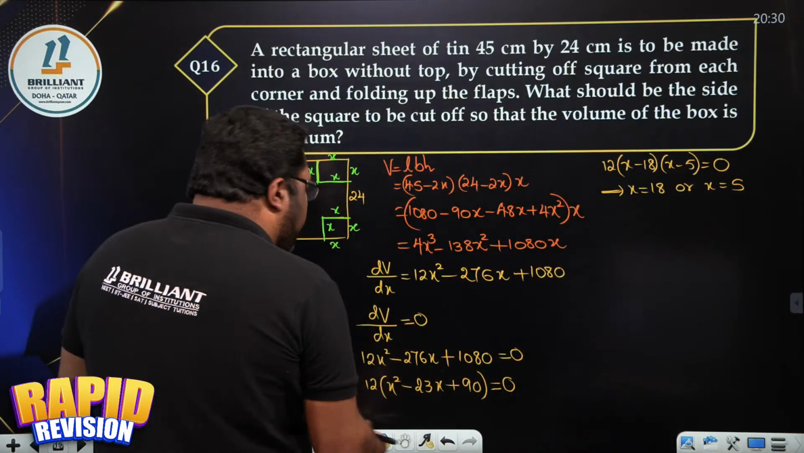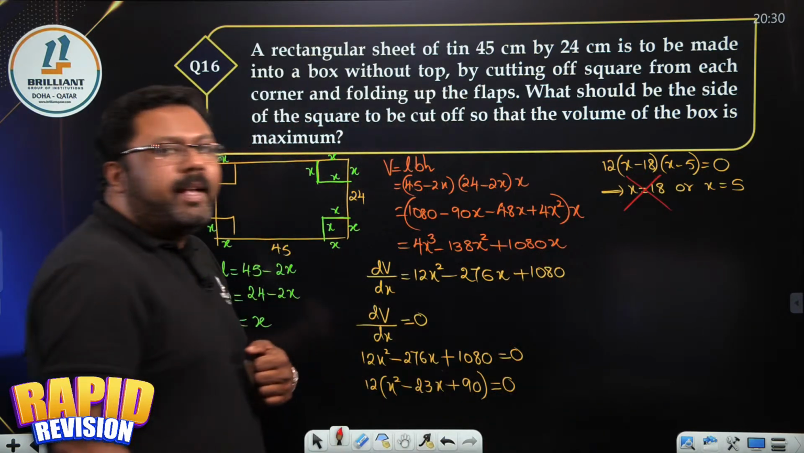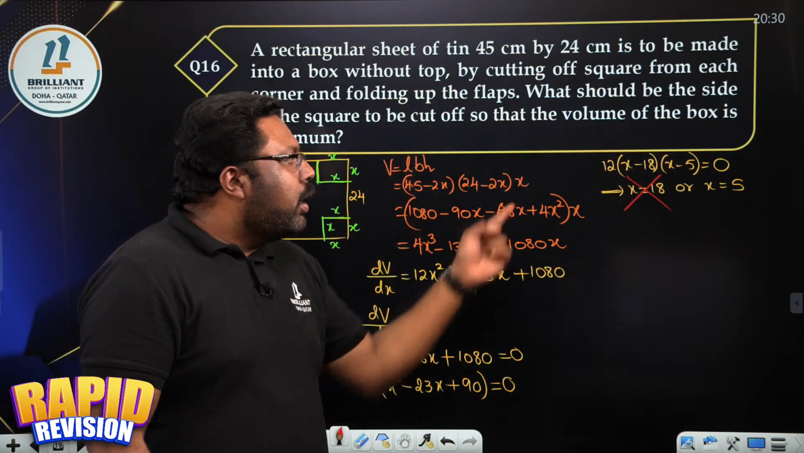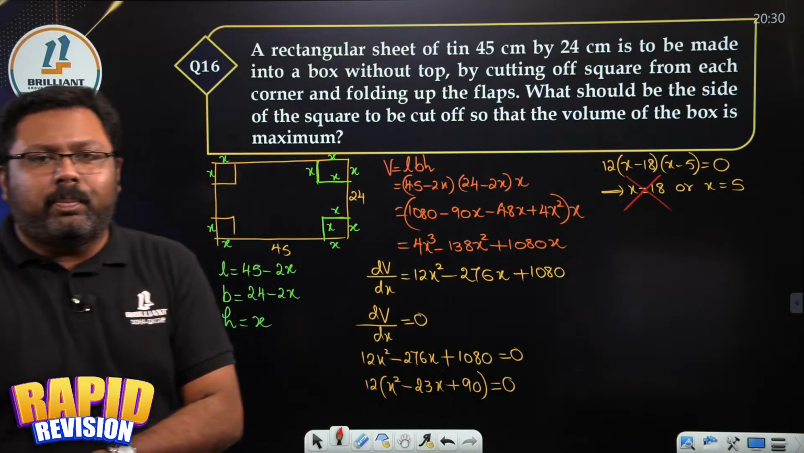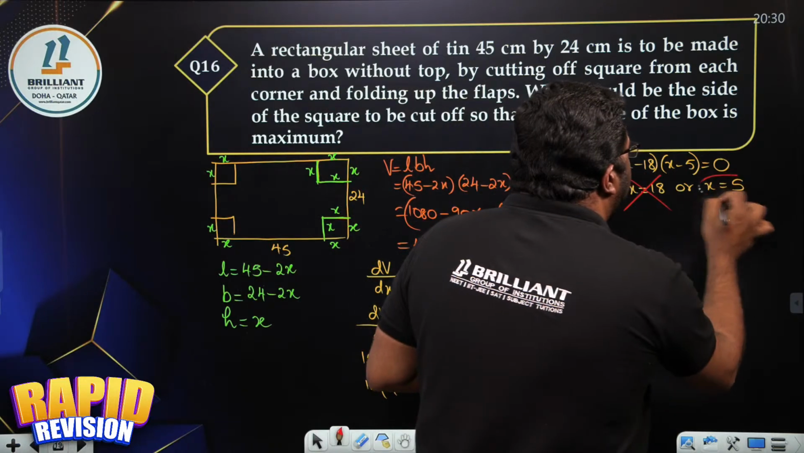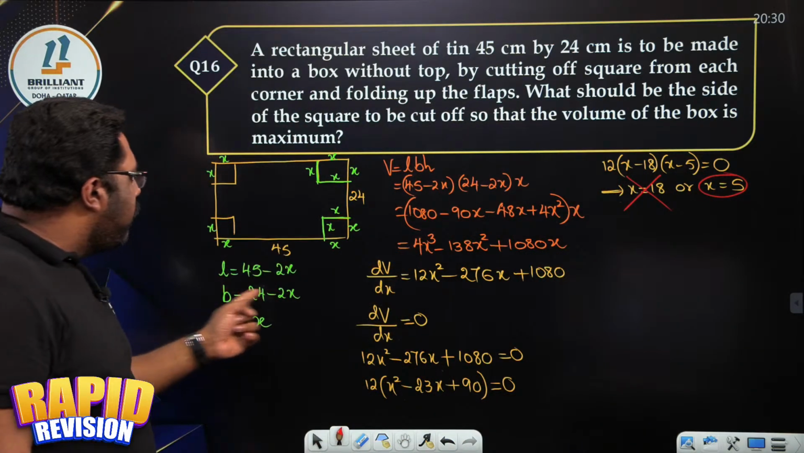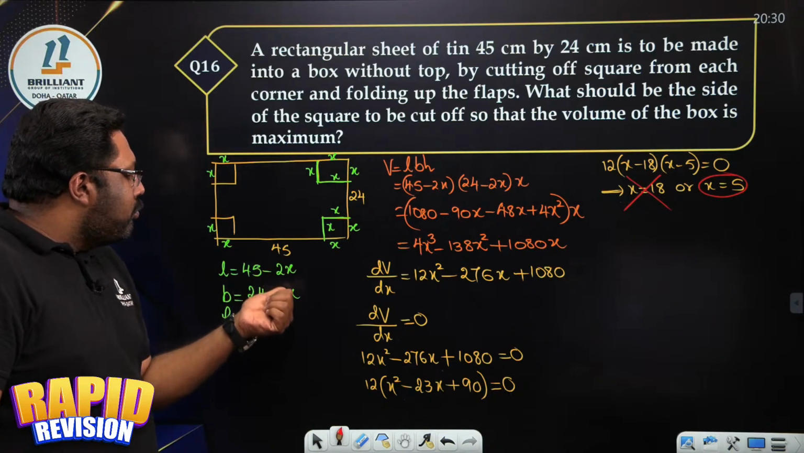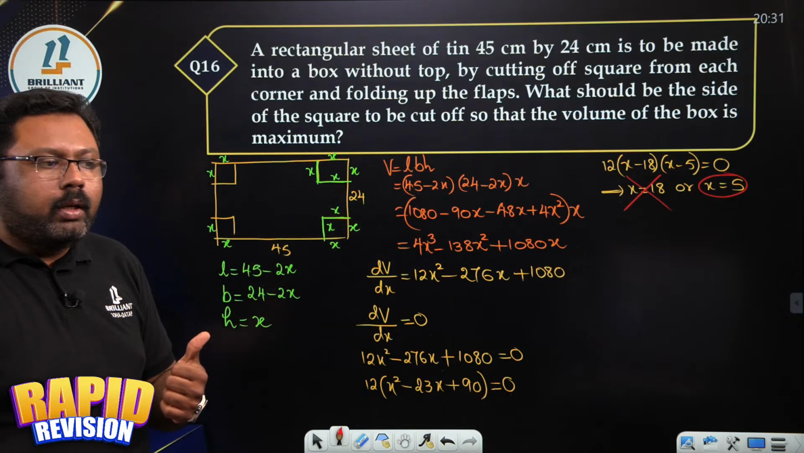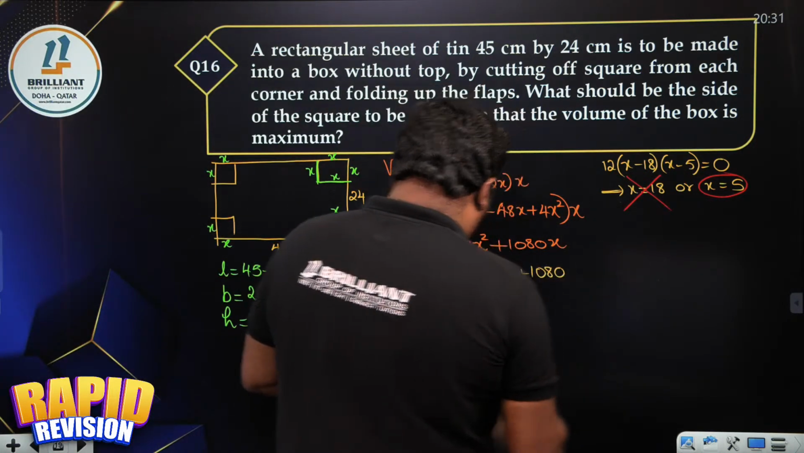But we will reject 18. Normally, case study based questions or practical problems of maxima minima cannot have more than one critical point which is accepted. So there's only one critical point. Why is 18 rejected? If I put x equal to 18 in the breadth, 24 minus 36, a negative breadth will come. Reject it, obviously. So x equal to 5 is your answer.